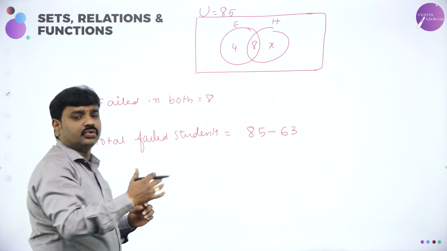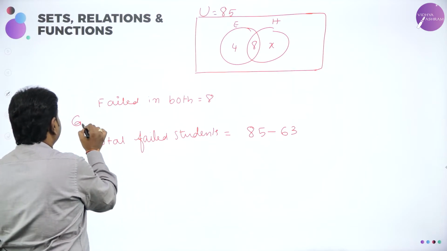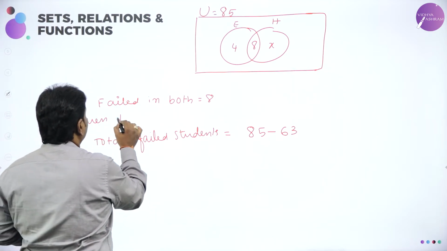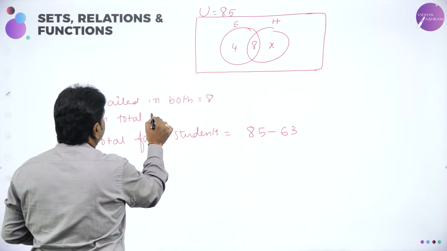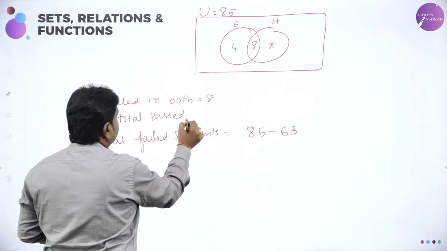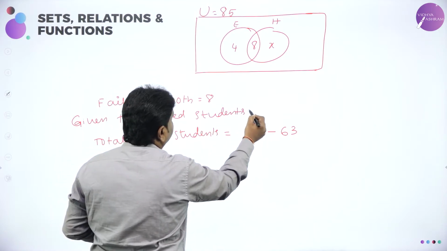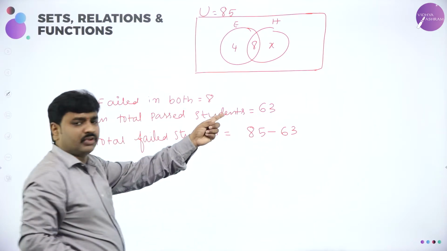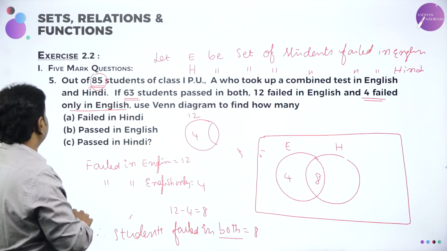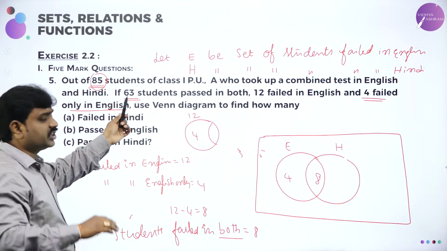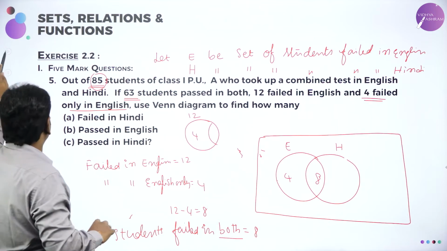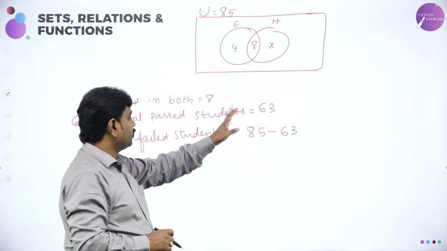63 students passed out of 85. They have given the total passed students. How many students passed the exam? It is 63, and this is given in the problem. If you read the problem, the first line says out of 85, 63 students passed in both. So that's why our 63 passed in both.